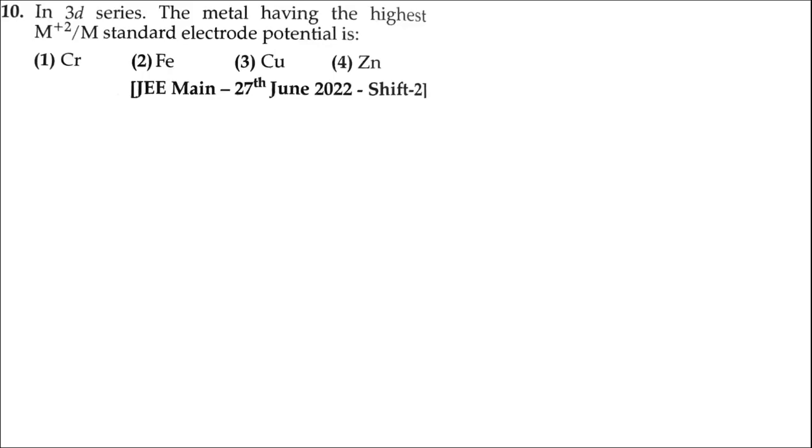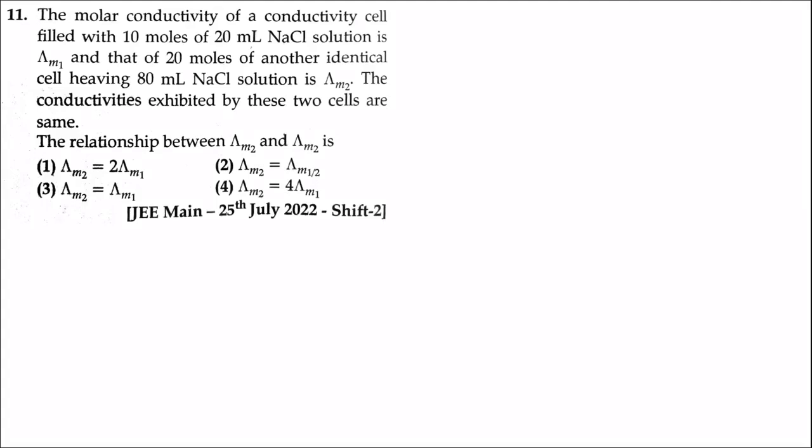In the 3d series, the metal having the highest standard electrode potential M2+ to M, that is reduction potential, the correct option is copper, option 3. The molar conductivity of a conductivity cell filled with 10 moles of 20 milliliter NaCl solution is lambda m1, and that of 20 moles of another identical cell having 80 ml NaCl solution is lambda m2. The conductivities exhibited by these two cells are the same.